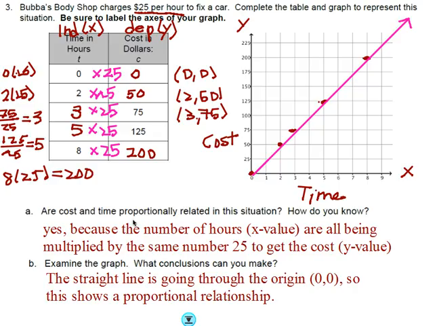And again, if the question is not referring to the graph, if it doesn't tell you anything or ask you anything about the graph, then your answer should always be referring to the table of values. Then if they ask you about the graph, then you can say it's a straight line and it goes through the origin.